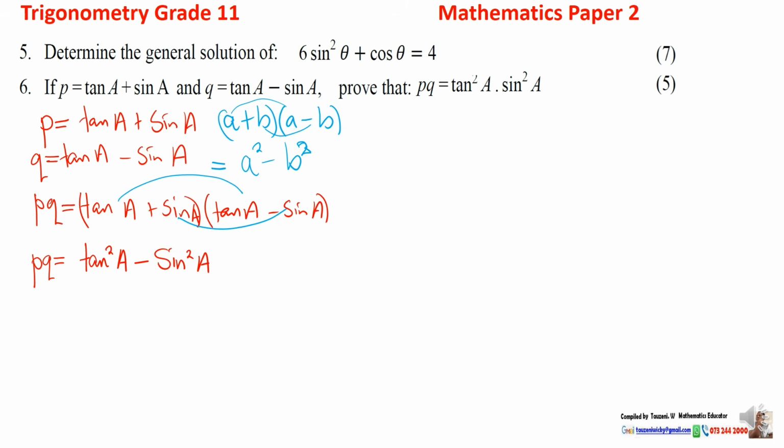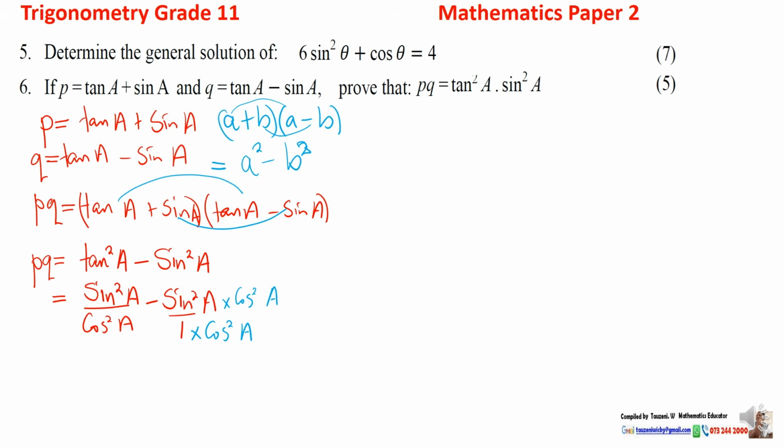Now, I know something about tan. Tan is an identity. So if you see tan, we can replace tan with sine squared A divided by cos squared A. Then this is minus sine squared A over 1. Now I'm back to fractions. Fractions have one rule. To add fractions, make the denominators the same.